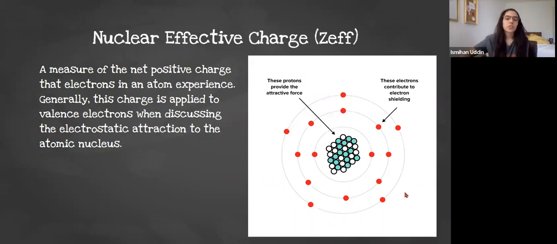When we talk about this, it's usually in regards to valence electrons when discussing the electrostatic attraction to the atomic nucleus. Valence electrons are the ones on the last shell, and basically, the pull that the valence electrons feel on the edge varies depending on how many electrons are present. So the higher the electron shielding, the less pull they're going to feel, and also the amount of protons. The more protons, obviously, the more pull they're going to feel.